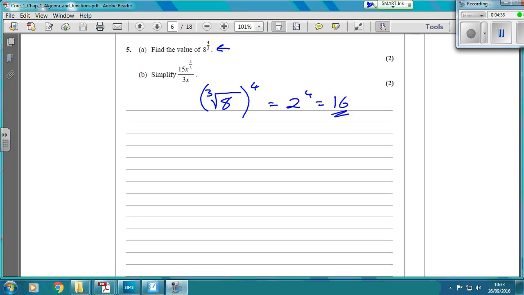But the next one wasn't done brilliantly. We've got 15x to the 4 over 3 over 3x. Now the first thing we're going to do is cancel out these numbers. So 15 over 3 equals 5.